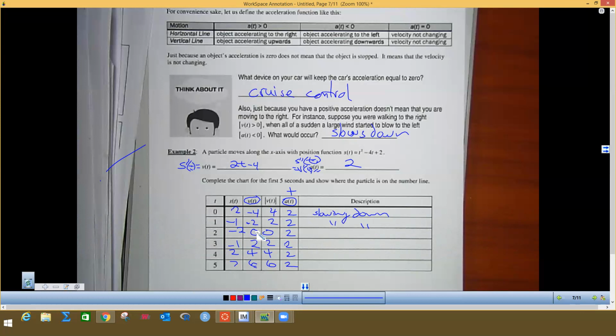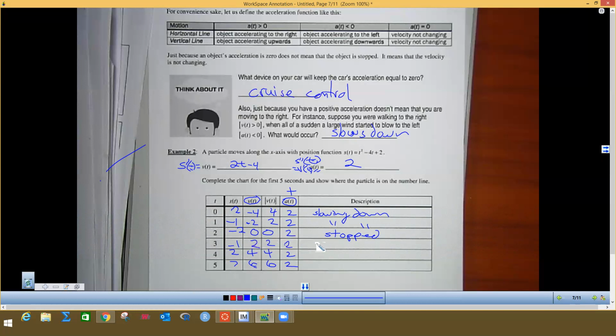Right here, this means the object is stopped. It is stopped because velocity is 0. So that'd be like a rock laying on the ground, the wind's blowing, but it doesn't move it, so it's stopped. Here we got positive and positive, so those signs are the same.